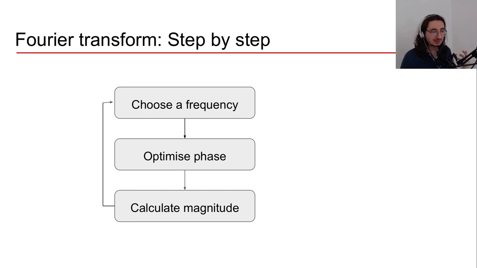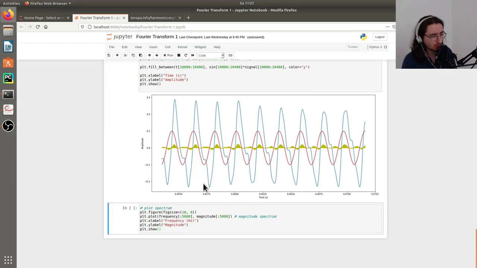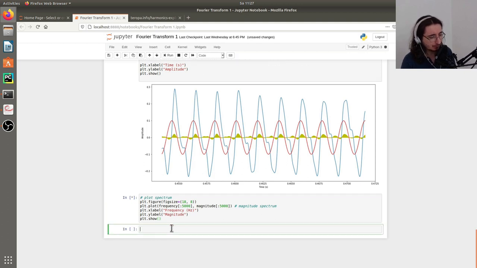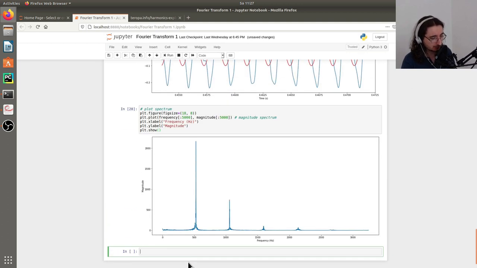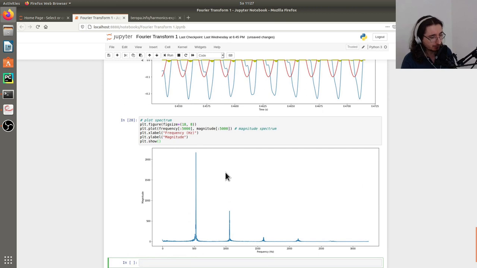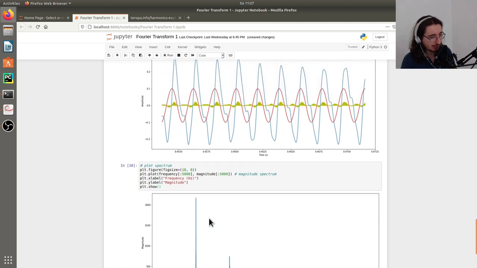And by doing so, we are able to see which frequencies are important components of the original signal, and those will be indicated because they have a high value for the magnitude. And this is what happens here. So if we go back here, we see the spectrum once again.